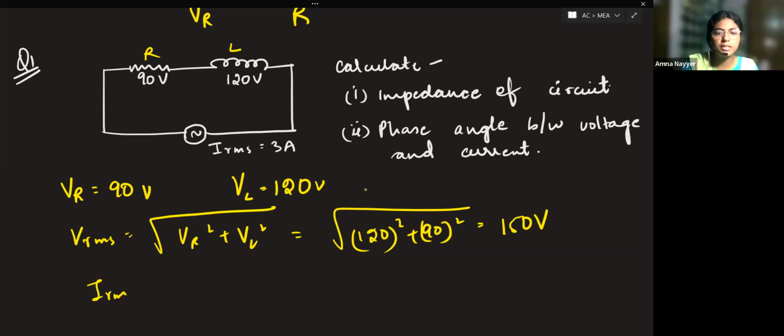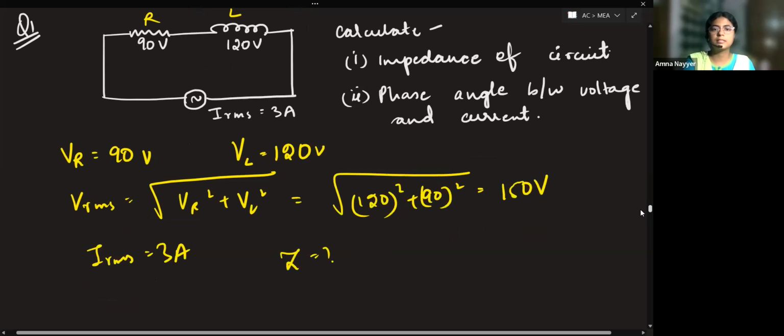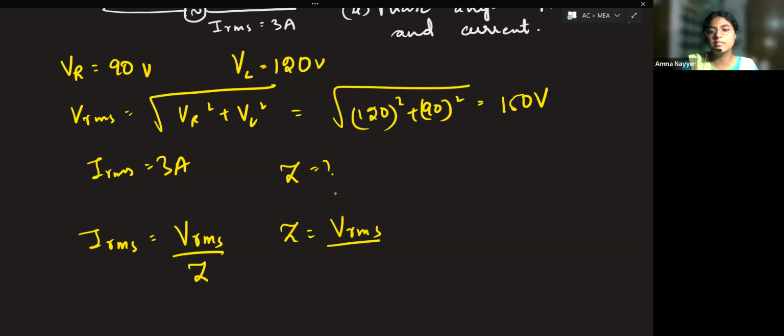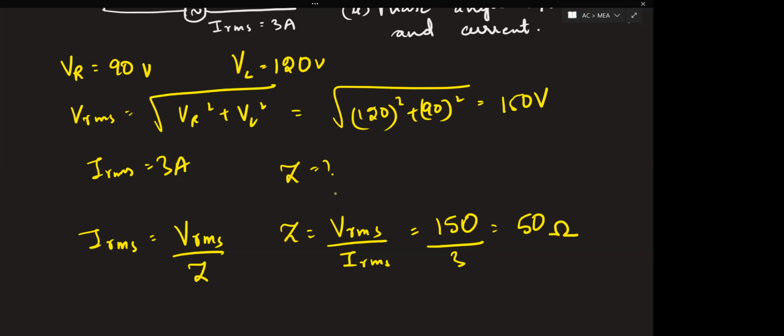IRMS is 3 amperes. So what will Z be? IRMS is equal to VRMS divided by Z, so Z is equal to VRMS divided by IRMS. VRMS is 150, IRMS is 3, so this becomes 50 ohms, because impedance is the obstruction that you obtain. Fine.